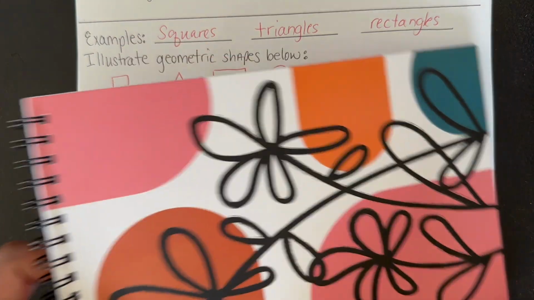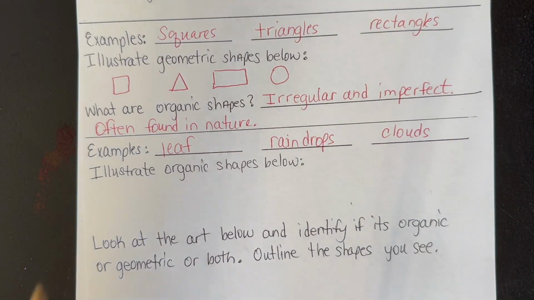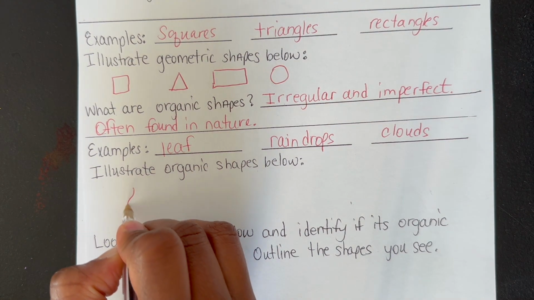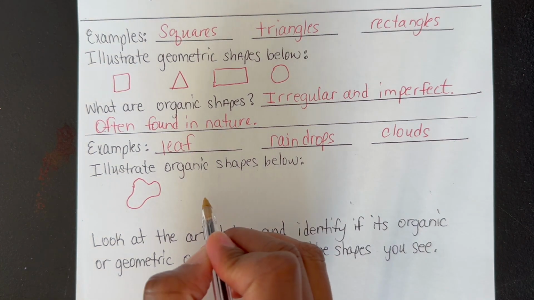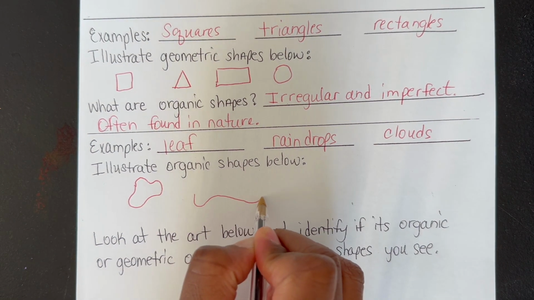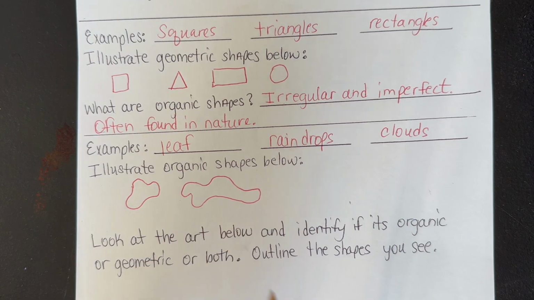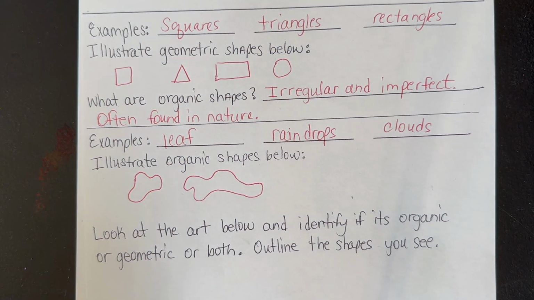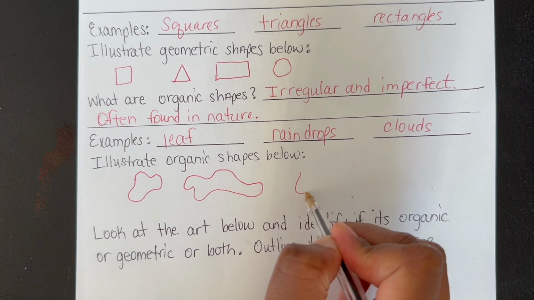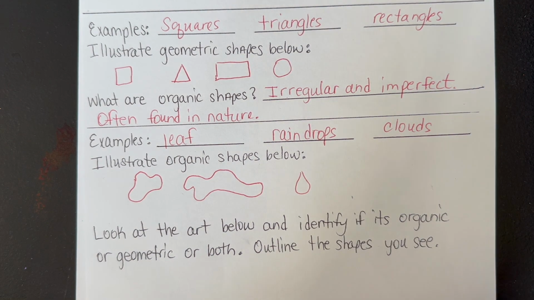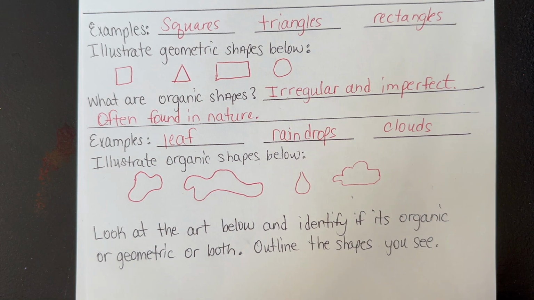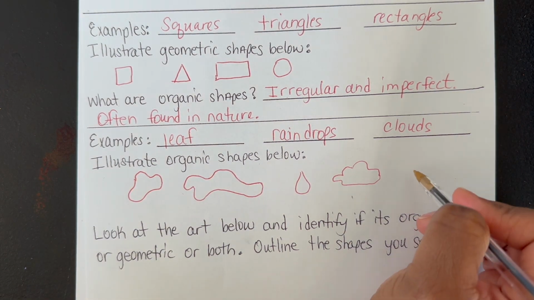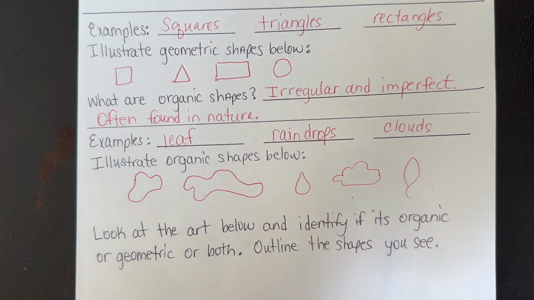So it doesn't have to be necessarily anything from nature. So for example, it could even be like a puddle of water. That looks like a puddle of water or something, right? Or a splash of paint. Anything. Remember, they're often curved. So let's see, a raindrop. There's a raindrop. Clouds. A leaf. So these are examples of organic shapes.